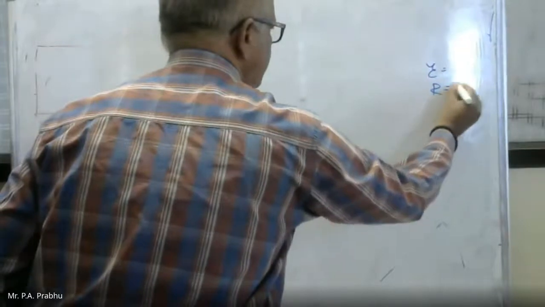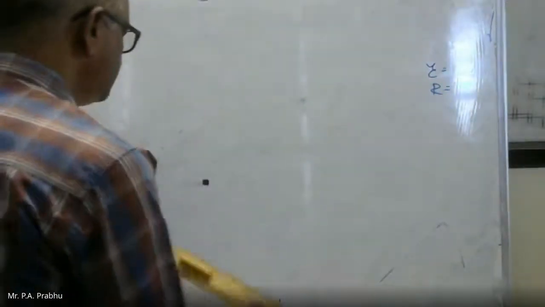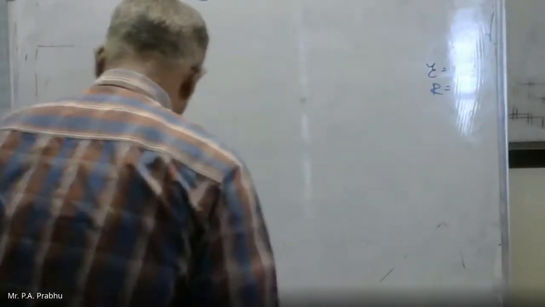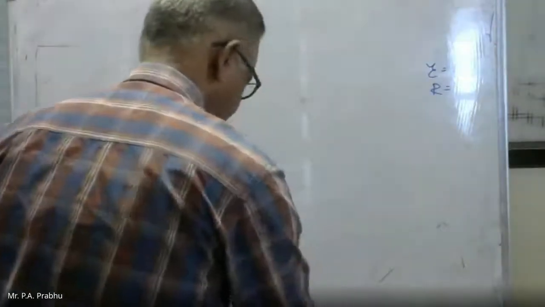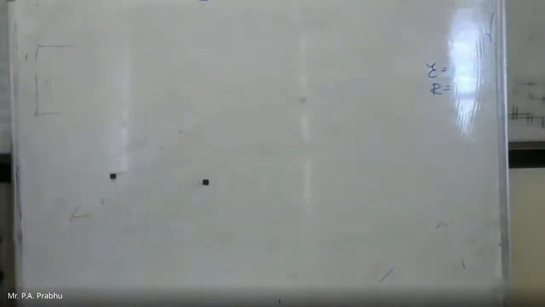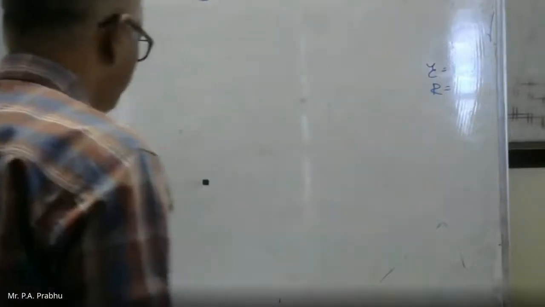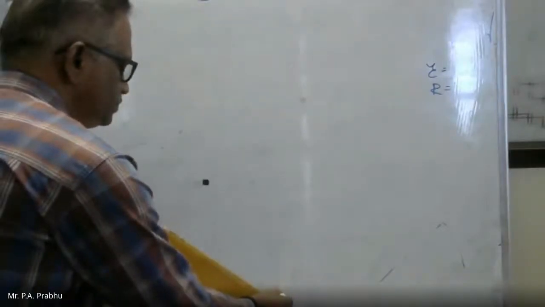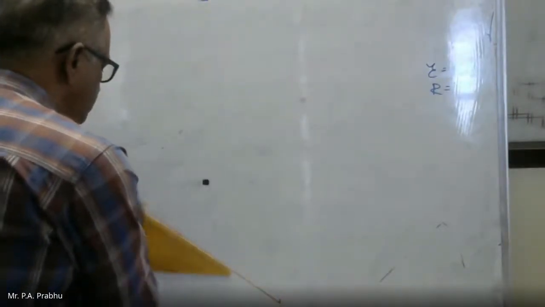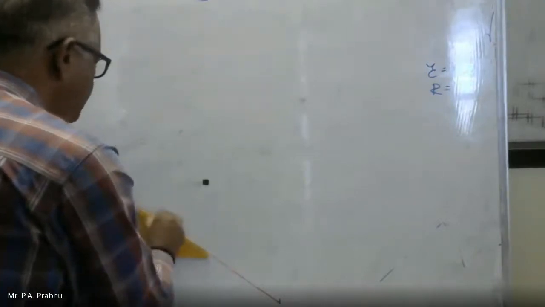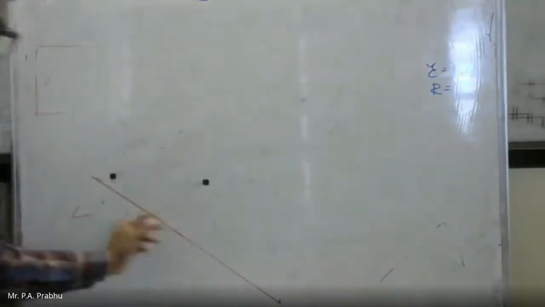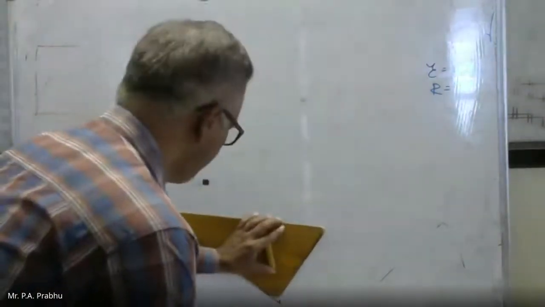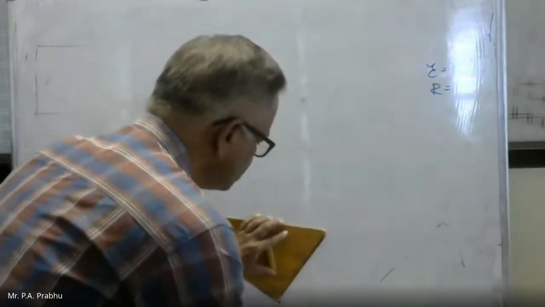Capital R is 75. Okay, so mark any point O, then we have to mark this angle 120 degree. Through point O, draw a line, and the angle is how much? 120 degree.